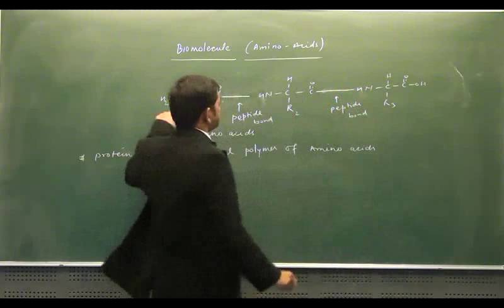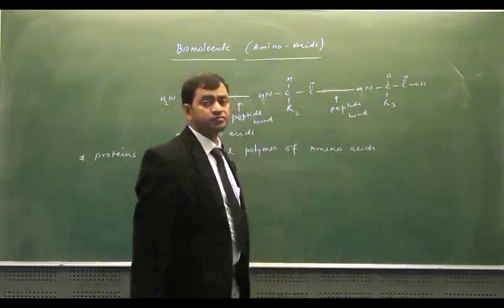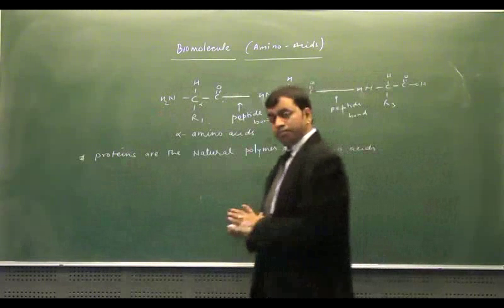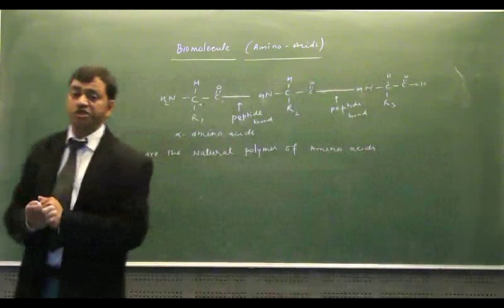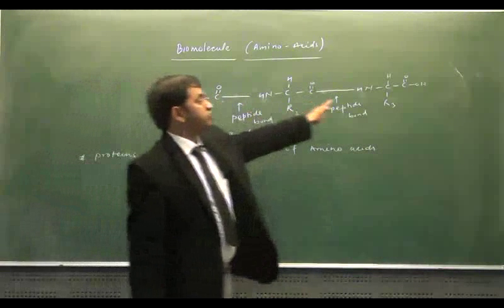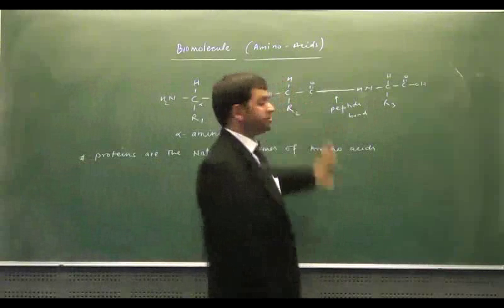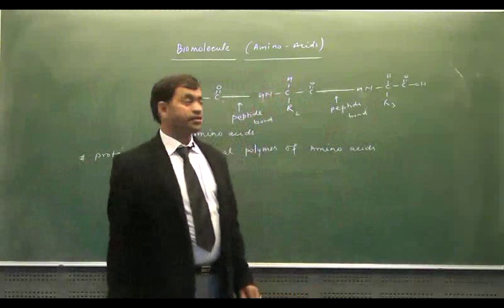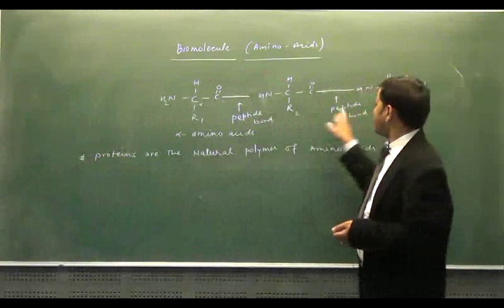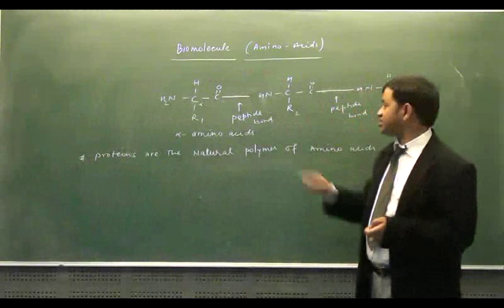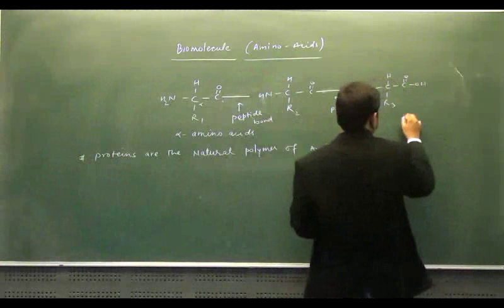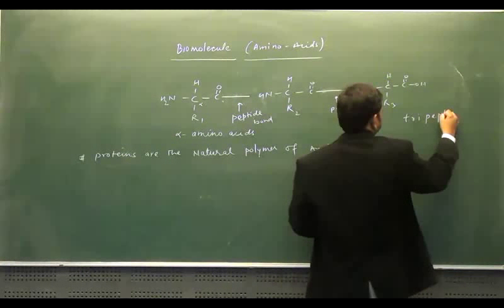So three amino acids are used, two peptide bonds are there. So it is called a tripeptide. And the primary structure of protein is nothing but the polypeptide chain. Based on the number of amino acids, this is a tripeptide structure. It is a tripeptide because it has three amino acids, not because of two peptide bonds, and not a dipeptide. So it is a tripeptide chain.